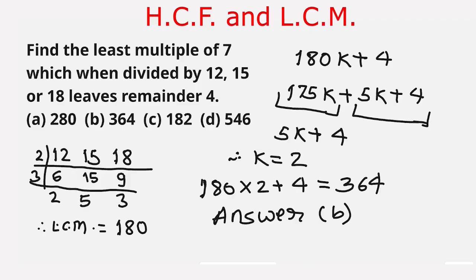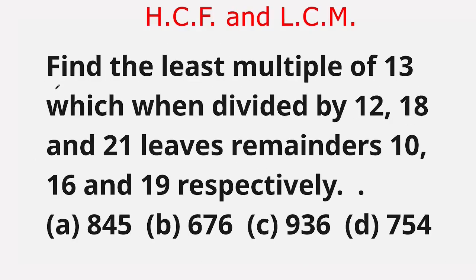I hope you have understood the method of solving such type of questions. We go to the next question. Our question is, find the least multiple of 13, which when divided by 12, 18 and 21 leaves remainders 10, 16 and 19 respectively. The given options are option A, 845, option B, 676, option C, 936, option D, 754.